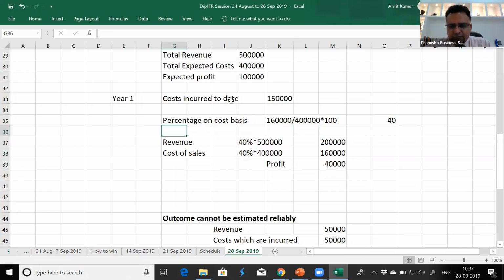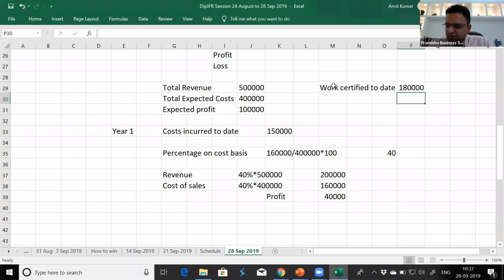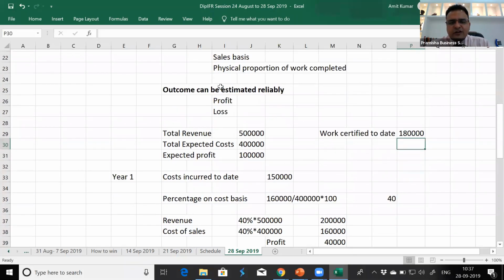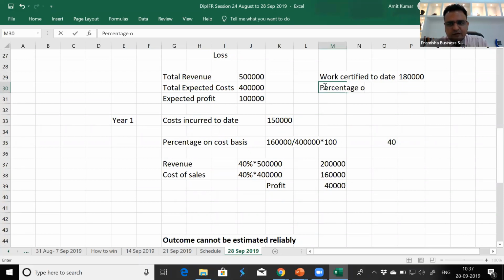But if it was sales basis, the work certified to date, a surveyor will come and will say that no, according to us, the work completed is not 40%. According to us, the work or cost incurred by you, adding some profit margin to it, we believe that work certified to date is worth only 180,000. If we are calculating percentage of completion on sales basis, then we'll use work certified to date as a basis to know the percentage. The percentage on sales basis would have turned out to be 180,000 divided by 500,000, that is the total sales value, into 100. So according to them, the percentage could have been only 36%.